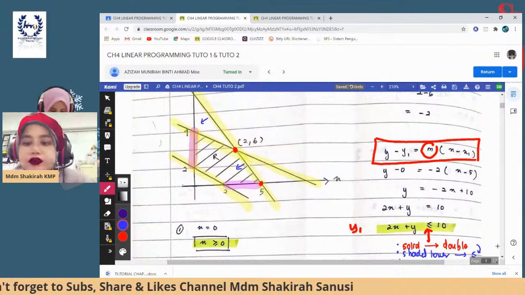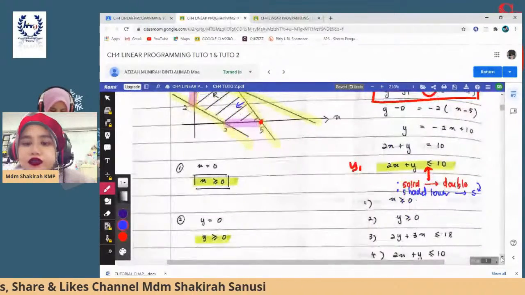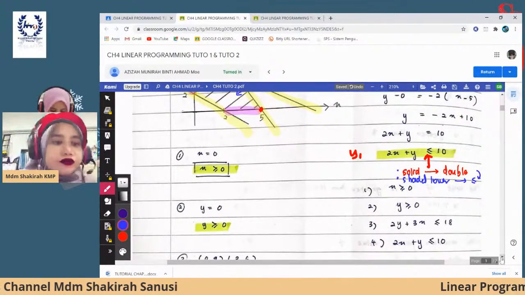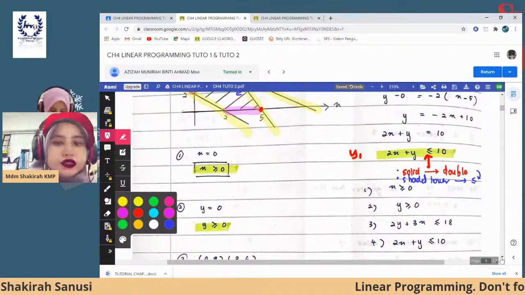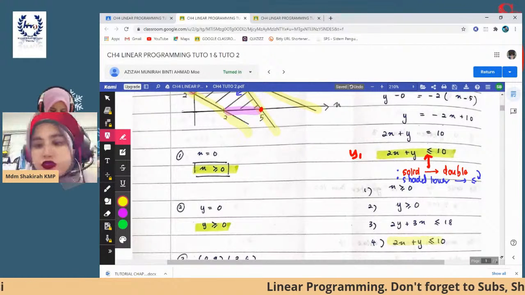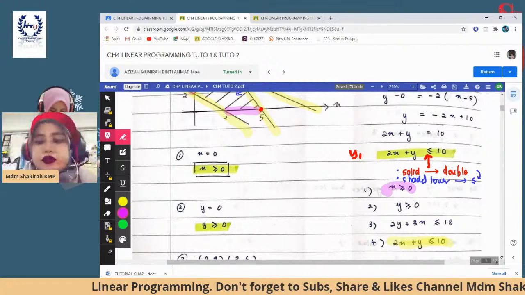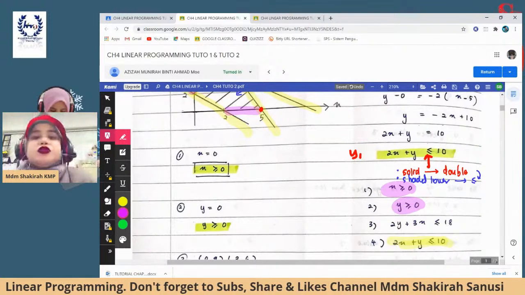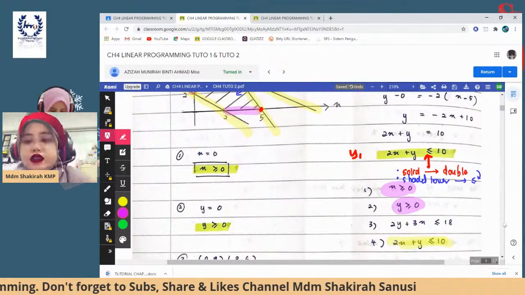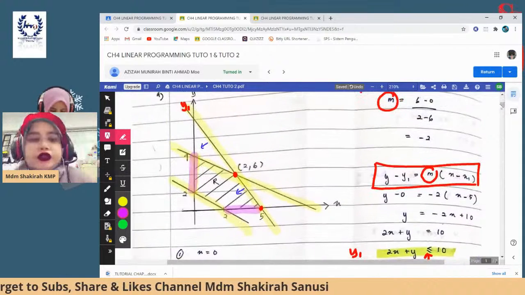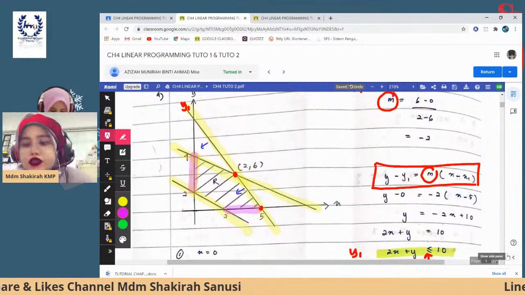Number 1 and number 2. Okay sekejap. So this is yang kita dah cari. Okay. Number 1 and number 2. Greater equal to 0, greater equal to 0 sebab dia adalah kuadran 1. Yang Mira tanda warna purple dekat graf ni. That's why. Okay. Next.